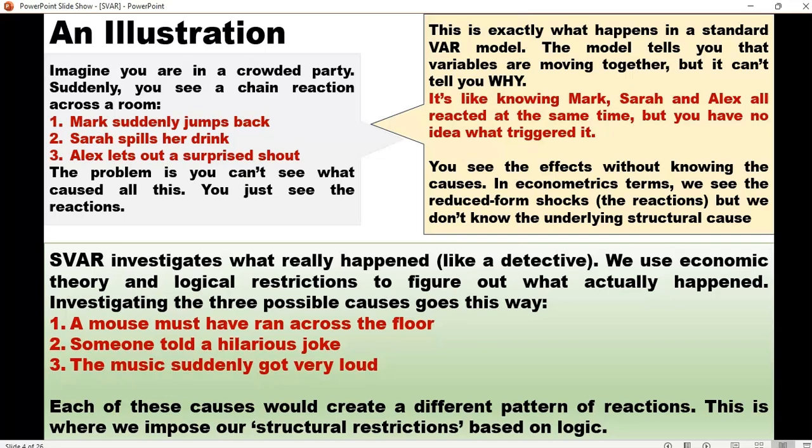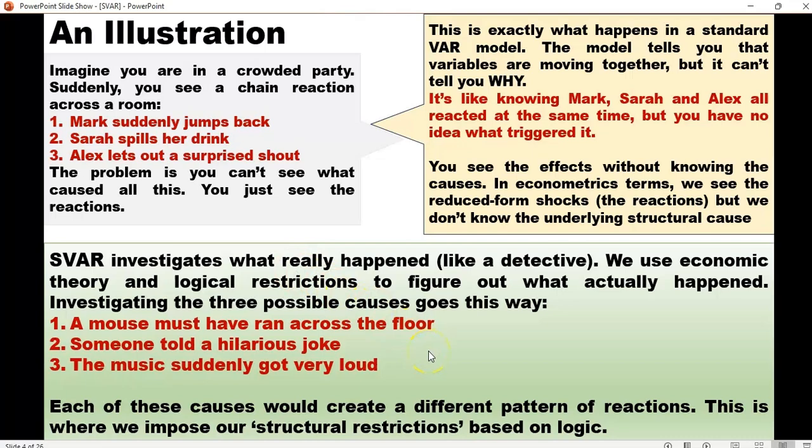The VAR model will tell you that variables are moving together, but it can't tell you why. Just like knowing Mark, Sarah, and Alex all reacted at the same time, but you have no idea what triggered it. For VAR, you would only see the effect without knowing the causes. In econometric terms, we see the reduced form shocks as the reactions, but we don't know the underlying structural cause. This is where the structural VAR comes in. The structural VAR investigates what really happened.